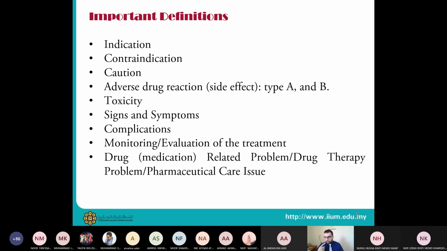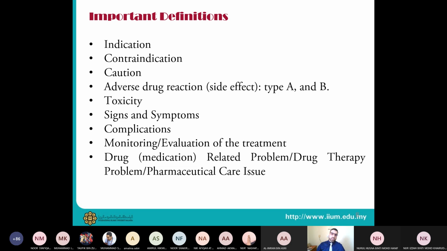Also, students confuse complications with signs and symptoms. Renal impairment is not a sign or symptom of diabetes. This is a complication of diabetes. Signs and symptoms are, for example, thirst and frequent urination. These are the signs and symptoms of diabetes. But renal impairment and retinopathy are all complications of diabetes. Monitoring and evaluation we mentioned in the slide before.